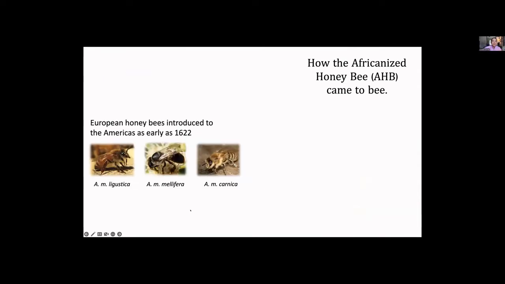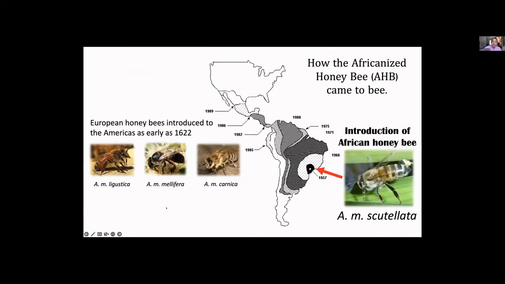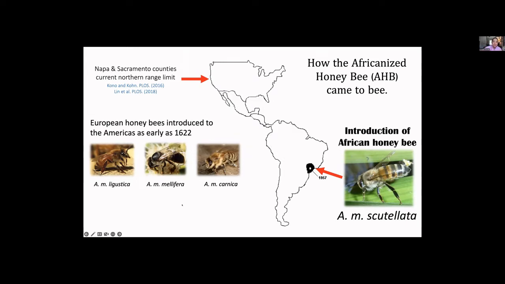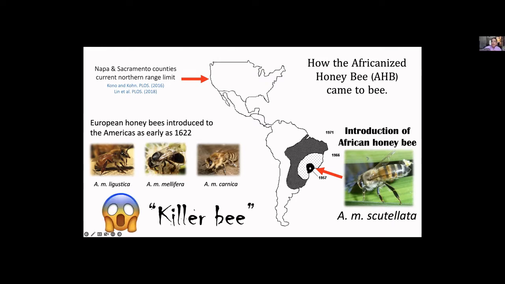So, a brief refresher on Africanized honeybees. The story really starts with European honeybees introduced to the Americas as early as 1622, various mellifera lineages. And it wasn't until 1957 that Scutellata, the sub-Saharan widespread African honeybee, was introduced and spread across the continents. The current northern range limit is as high north as Napa and Sacramento County, San Francisco area, in California. So it really has become quite an American phenomenon.